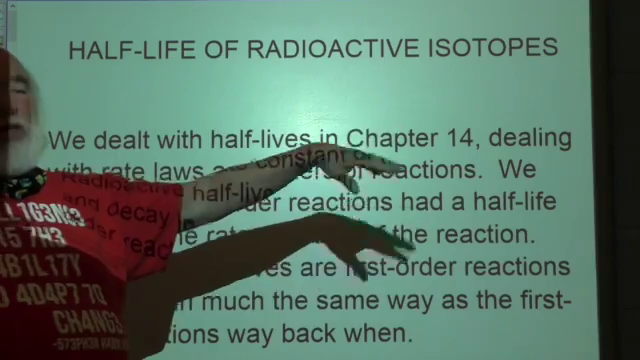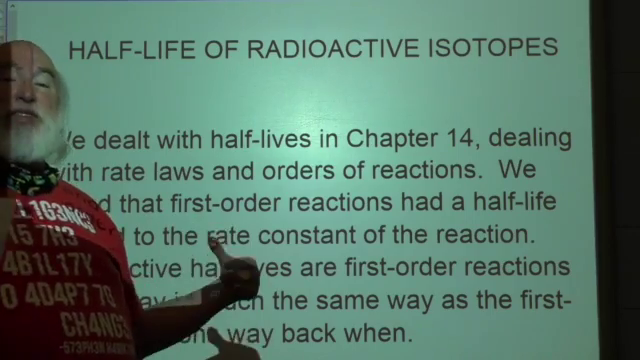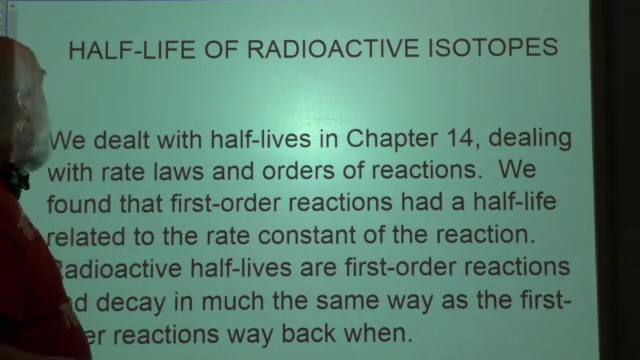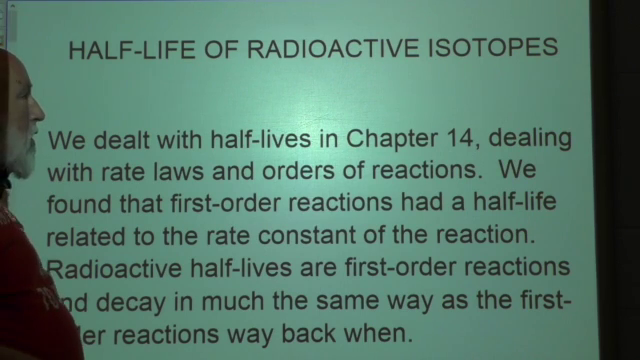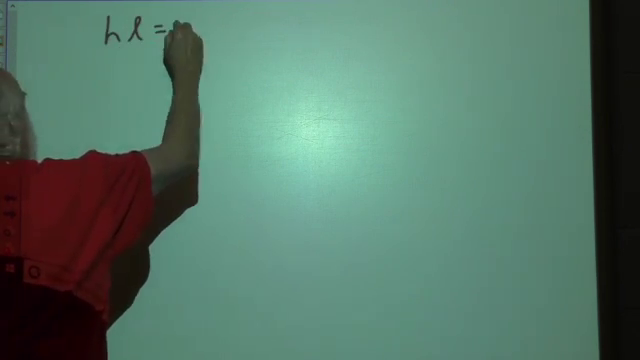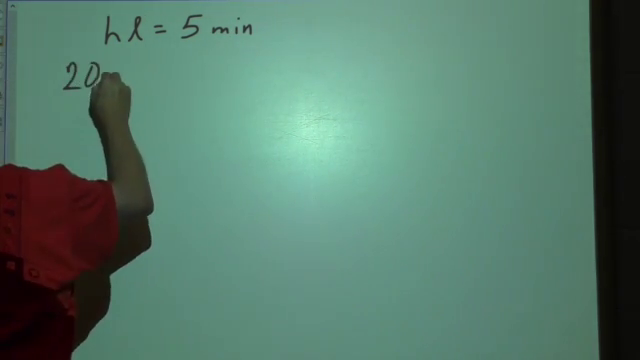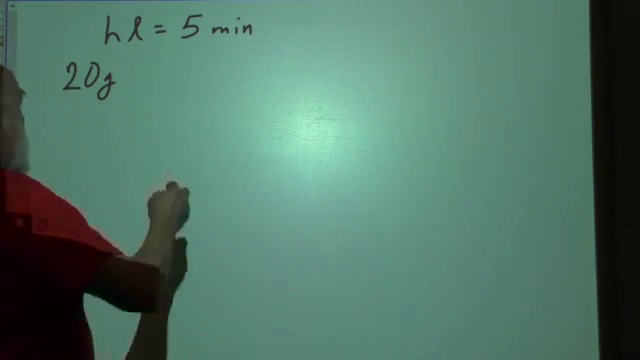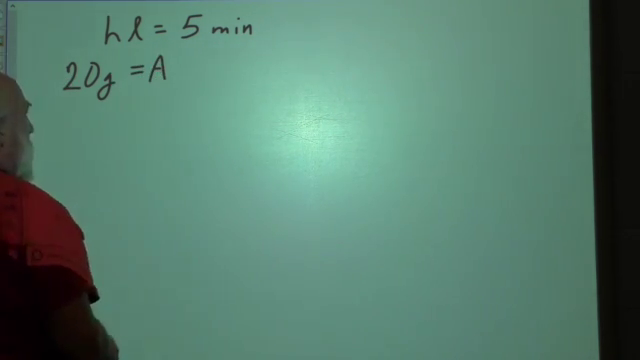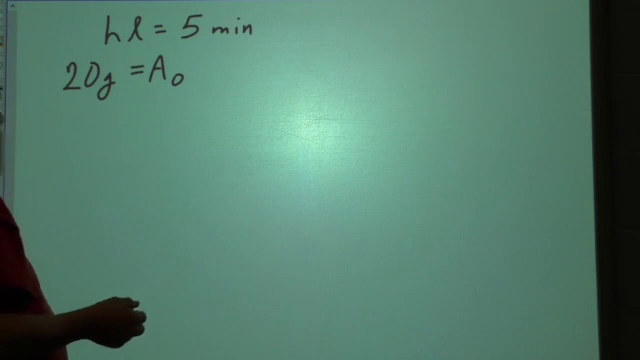But regardless, the period of time for each half-life is different all the way across, but the process of determining it is exactly the same. So let's take a quick look at that. When we talked about this, we said, let's suppose that we have a half-life of 5 minutes, and let's say you've got 20 grams of whatever material it is. That would be your original amount, or A sub 0.